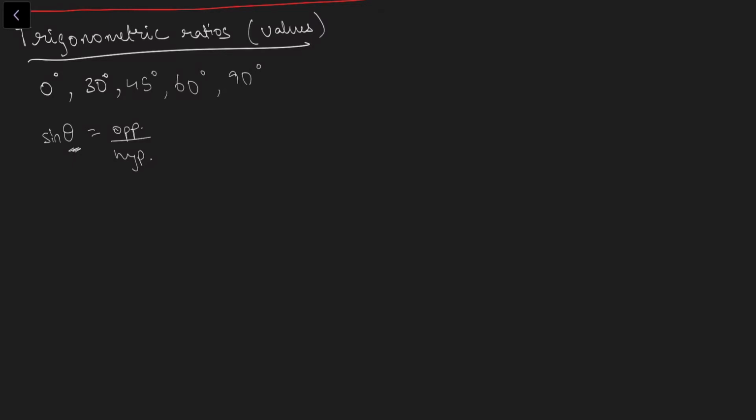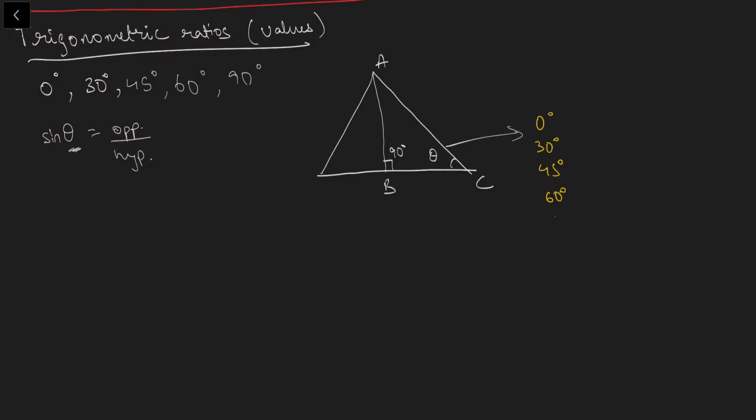So let me draw a triangle and let's take a perpendicular where this is 90 degrees. Let's say this is A, B, and C, and this angle is theta. So now, what if this angle was 0 degrees, or 30 degrees, or 45 degrees, or 60, or 90 degrees? We're going to go over that in this video.